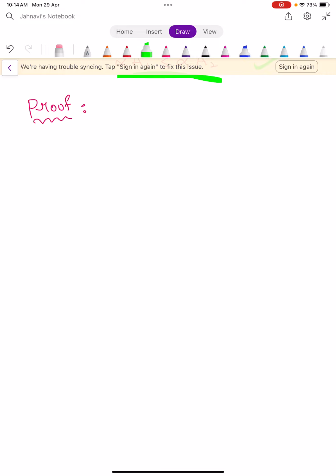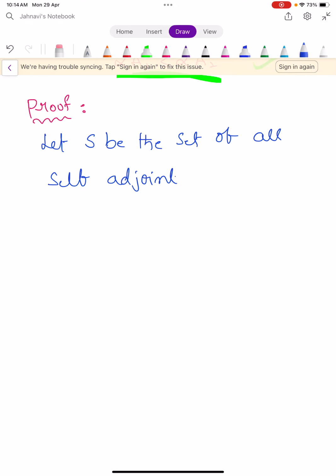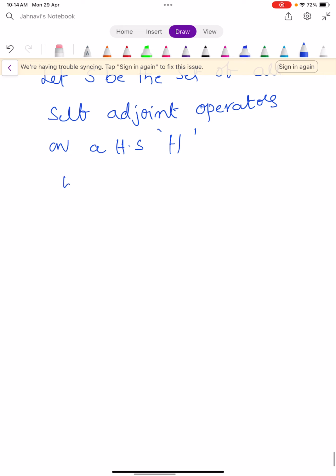Right? We prove this. We start with defining capital S and the ordered relation. Let capital S be the set of all self-adjoint operators on a Hilbert space capital H. Capital S is the set of all self-adjoint operators defined over the Hilbert space capital H.